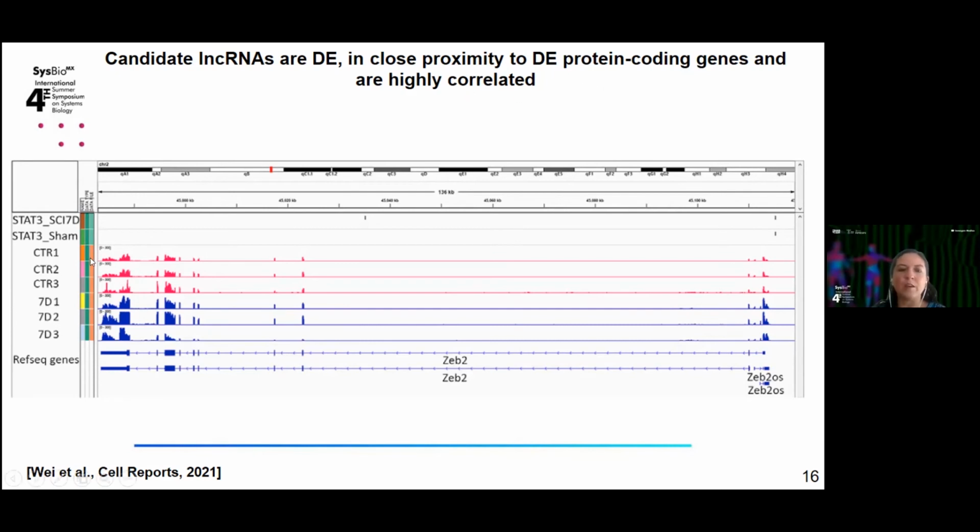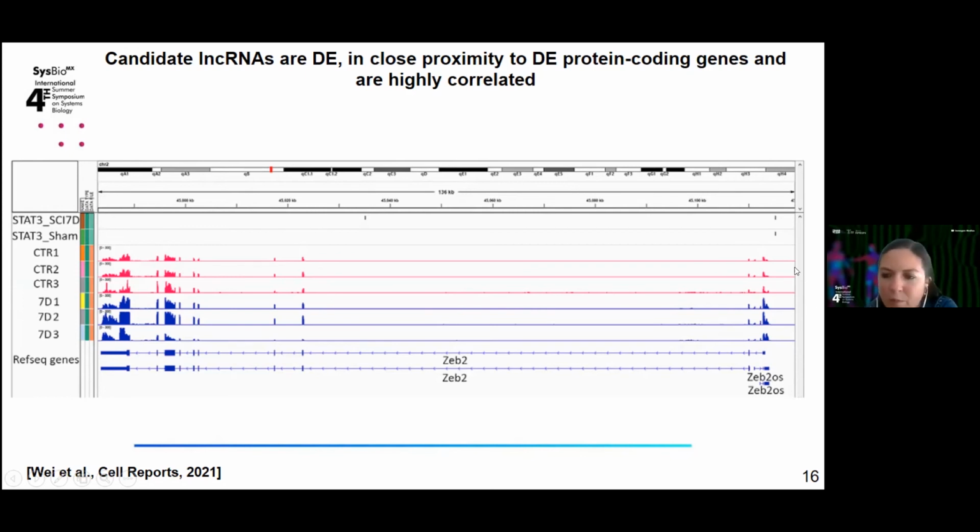We obtained several candidates, and the one we thought was most promising was this one, CEB2OS. This lncRNA is antisense, so it is transcribed in the opposite direction to CEB2, which is a protein coding gene. It is very close; actually, it overlaps the first exon of one isoform of CEB2. There are 2 isoforms, and it is transcribed in the opposite direction.